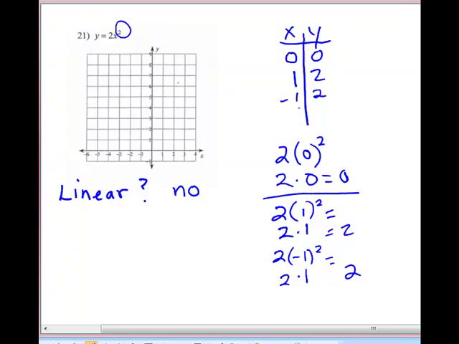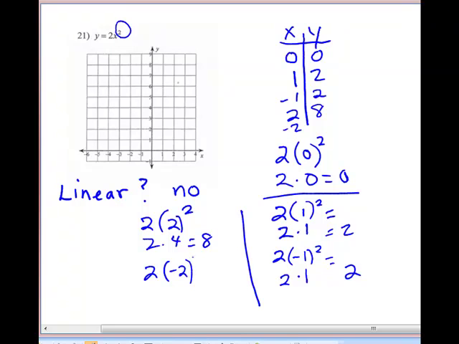And then I would probably go to 2. So 2 times 2 squared. 2 squared will give us 4. Times 2 is 8. And we'll do one more. Let's do a -2. 2 times a -2 squared. -2 squared gives us a +4. Times 2 also gives us 8.